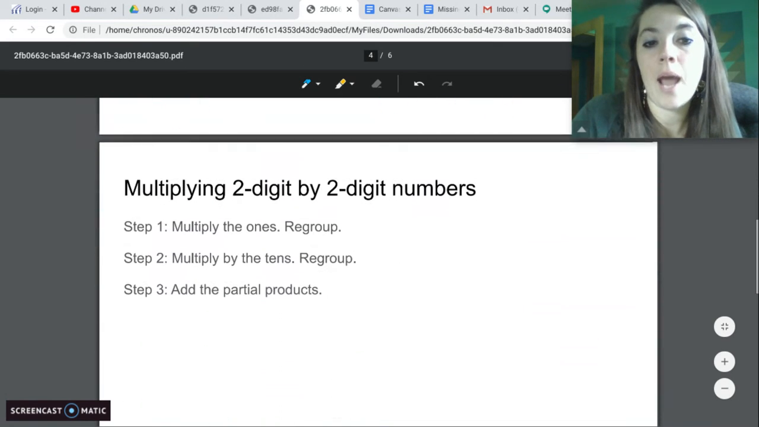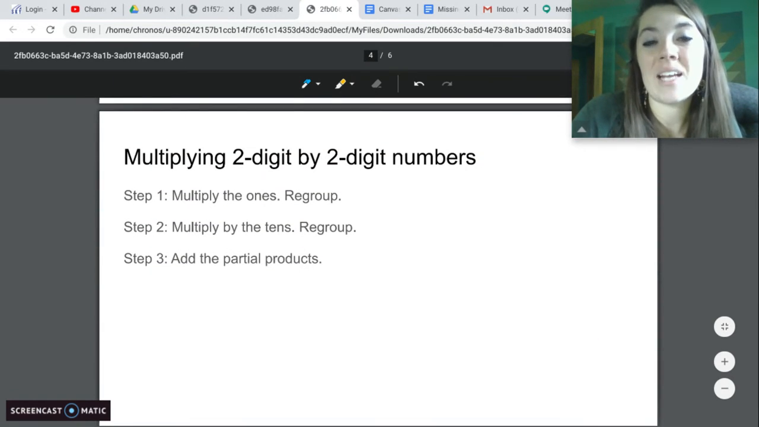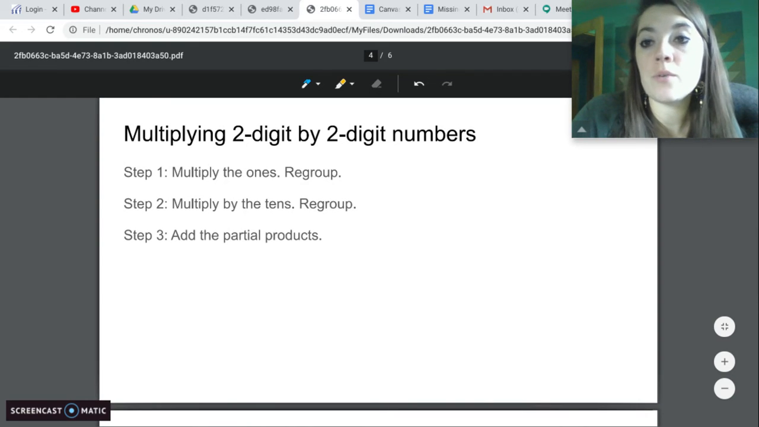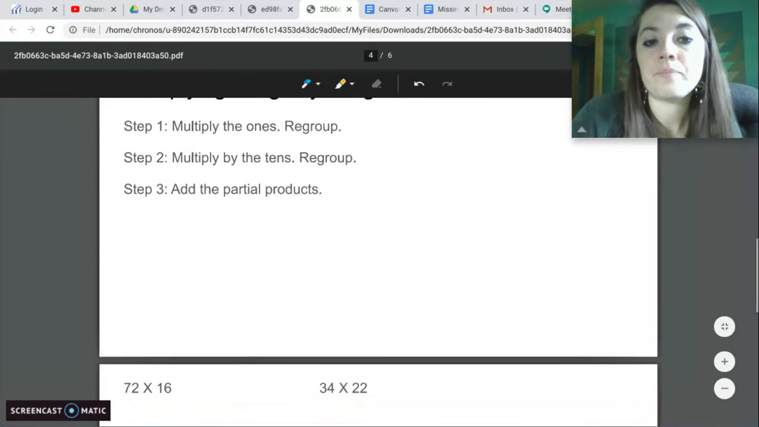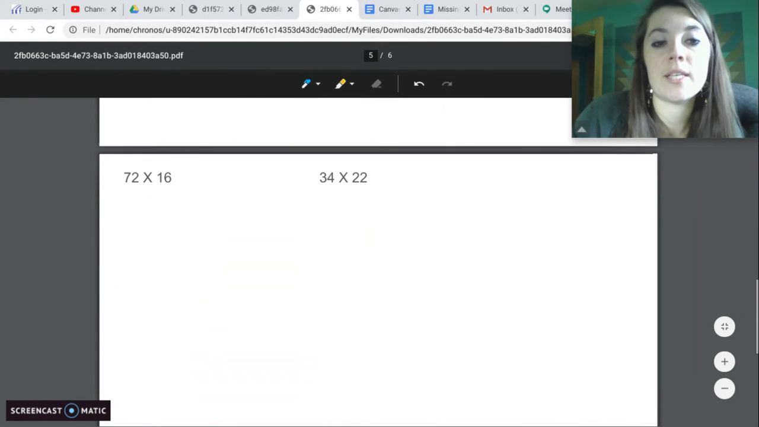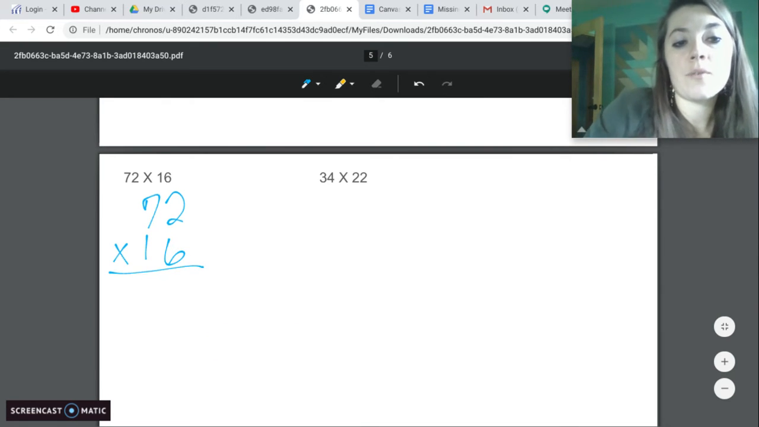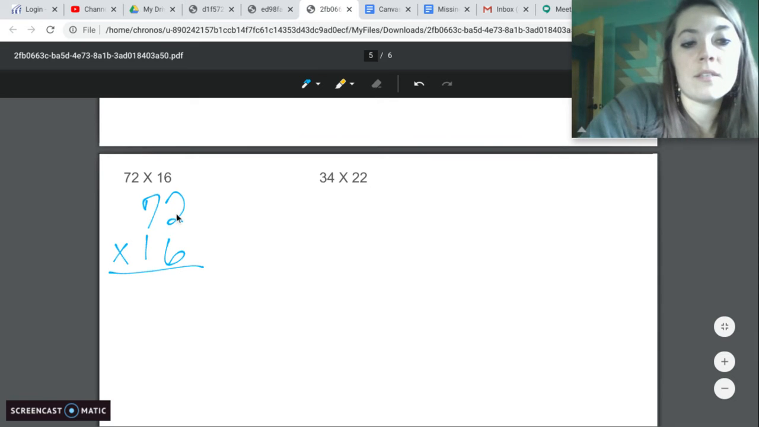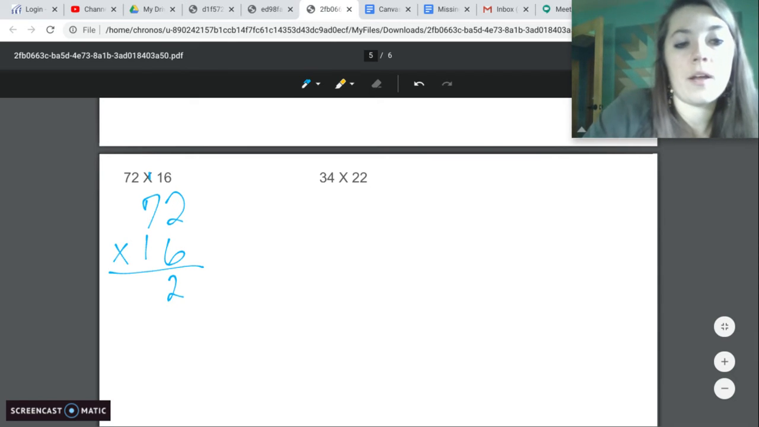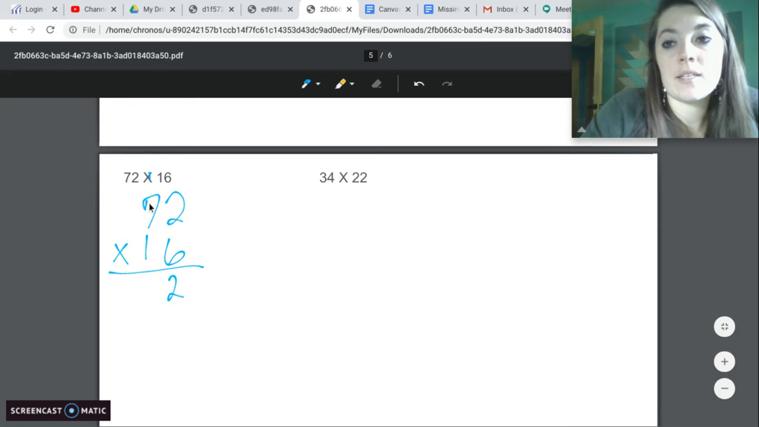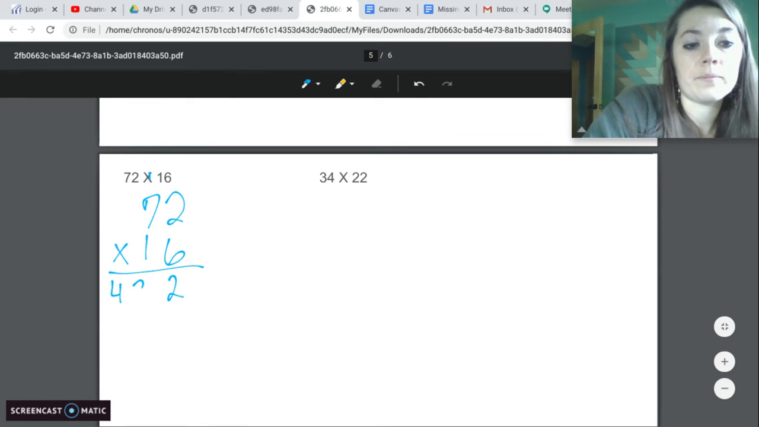We're also going to look at what happens when we multiply a 2-digit by a 2-digit. So the first thing we do, same way, we start off the same, multiply by the ones, regroup if we need to, then multiply by the tens, and the partial products. So here's what this looks like. So 72 times 16, we're multiplying. So 6 times 2 is 12. We carry the 1. 6 times 7 is 42, plus 1 is 43.